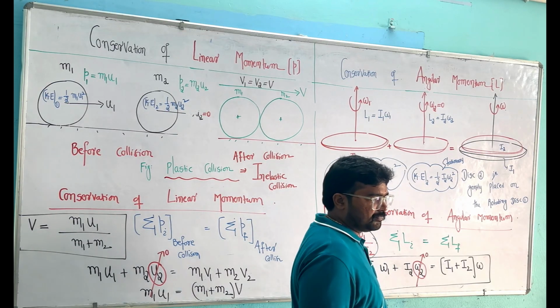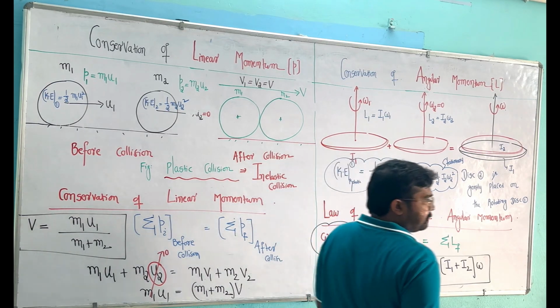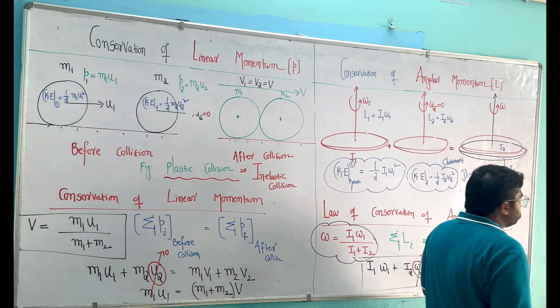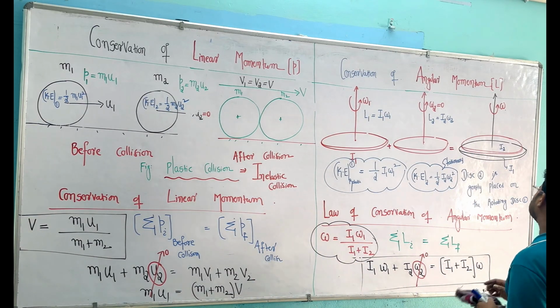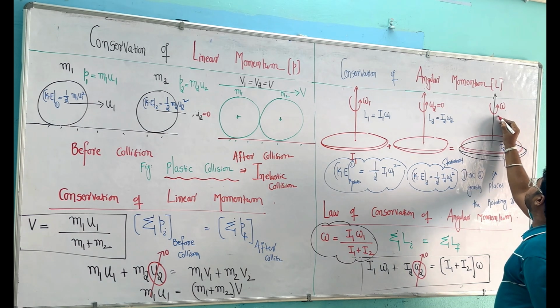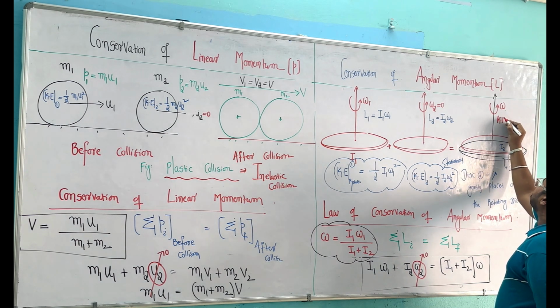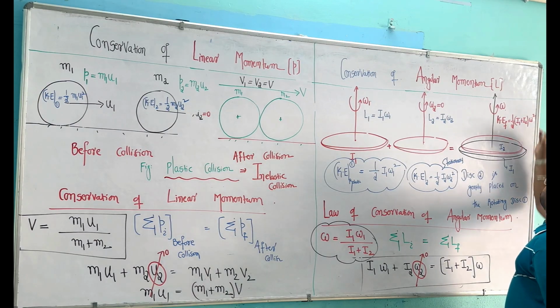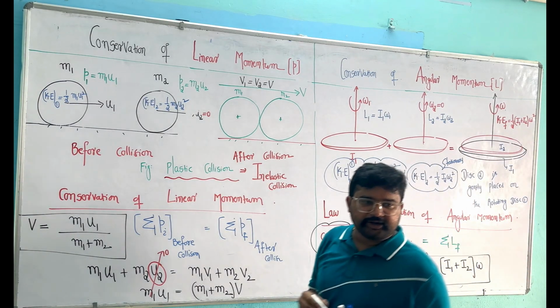Completed. Half of I1 omega 1 square, half of I2 omega 2 square. Here what you will get? What is the final kinetic energy? Half of I1 plus I2 into omega square.